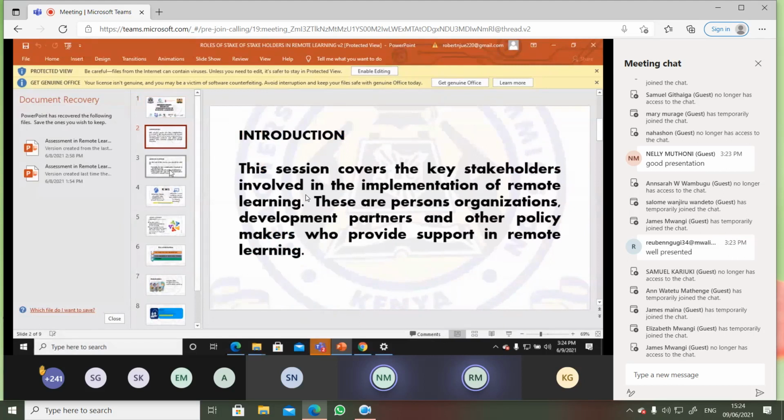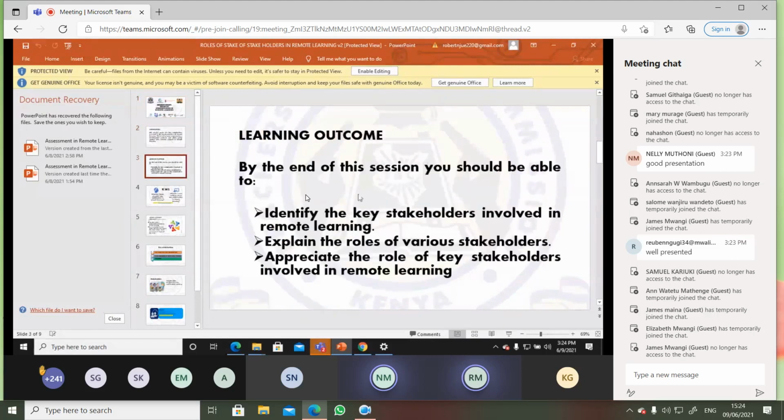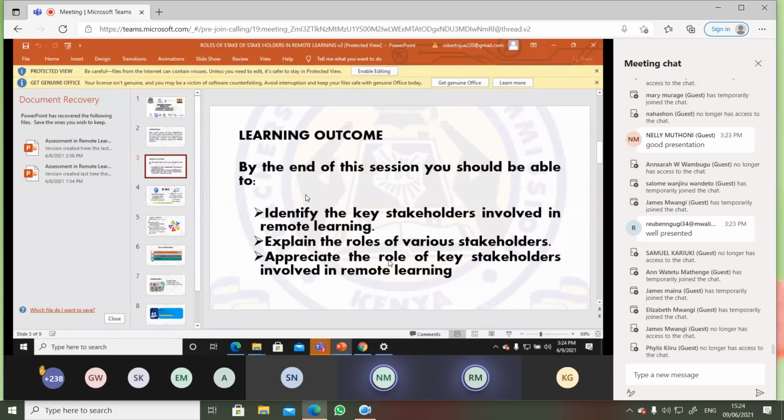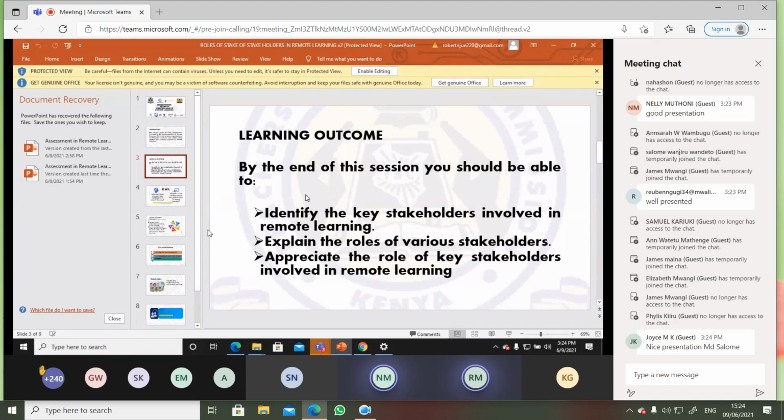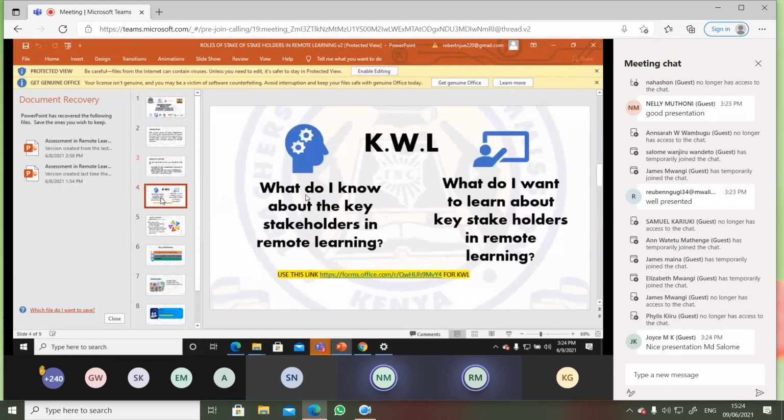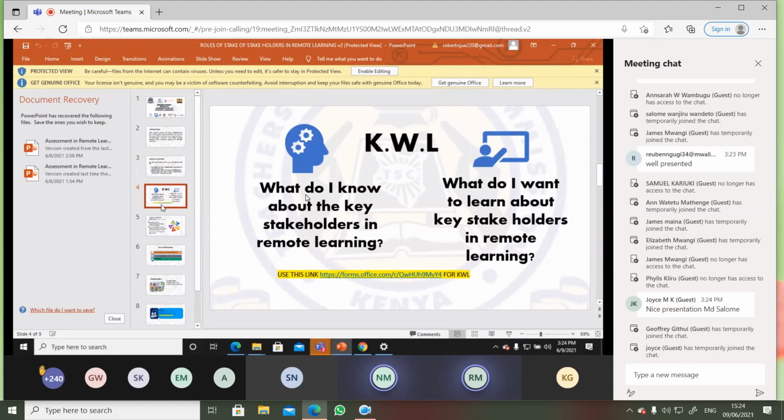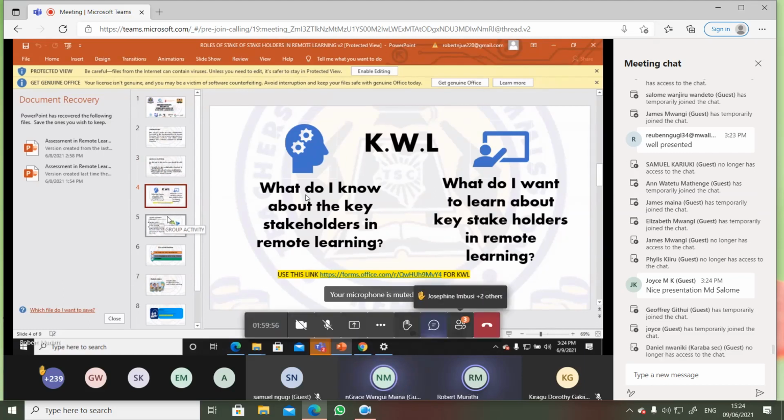Then we have the learning outcomes for this session, whereby we are supposed to identify the key stakeholders involved in the learning. Then from there we explain their role, and finally we appreciate their role when it comes to remote learning. So maybe we can give our views on what we know about the key stakeholders in remote learning. Who are those to be involved when it comes to remote learning?